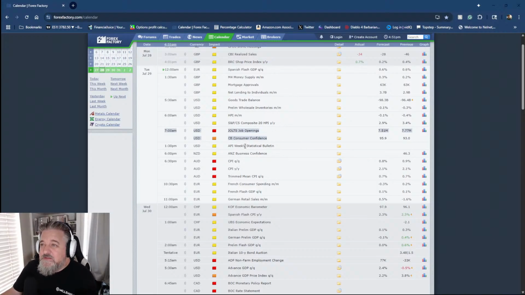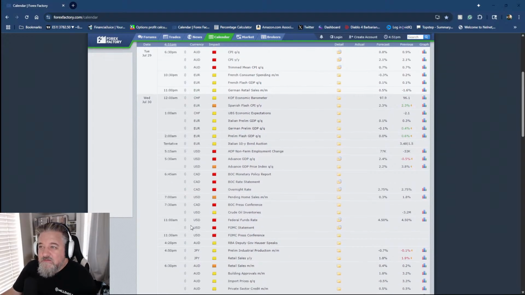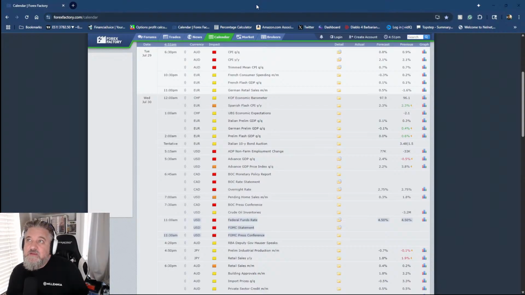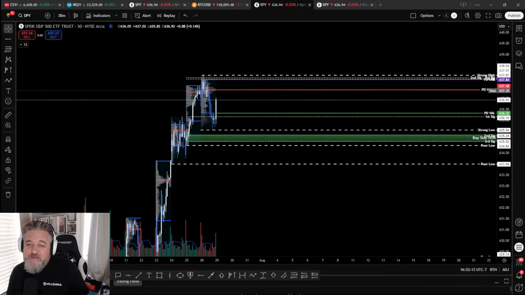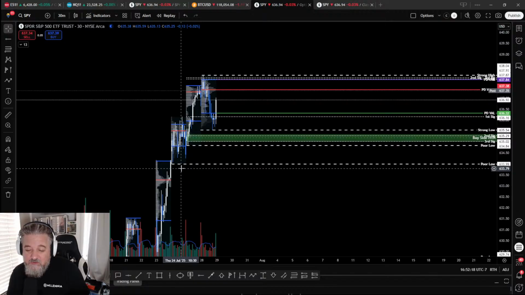I would say tomorrow will probably be very similar to today as far as price action. It'll probably be fairly choppy, and the reason being is on Wednesday, we have the FOMC. We have the federal fund rate and the FOMC statement, FOMC press conference. So from now till then, price action is probably going to be fairly choppy. Not ideal for trading. Just an FYI. Not ideal, especially if you're trading options.